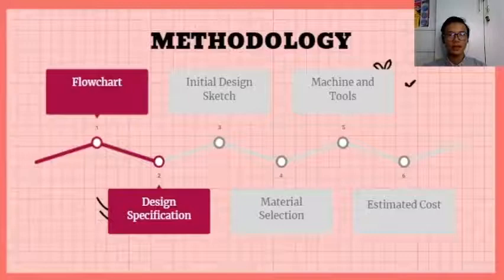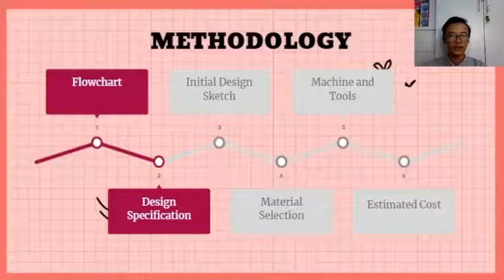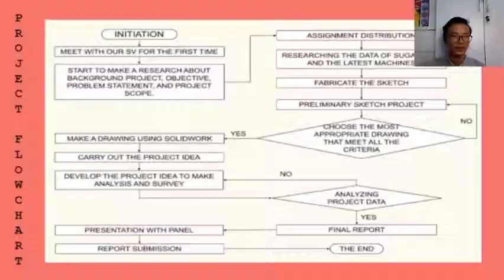AA191545, and this is our rough feature of our methodology. First is the flowchart, then design specification, initial design sketch, material selection, machine and tools, and lastly estimation of cost. This is our project flowchart.